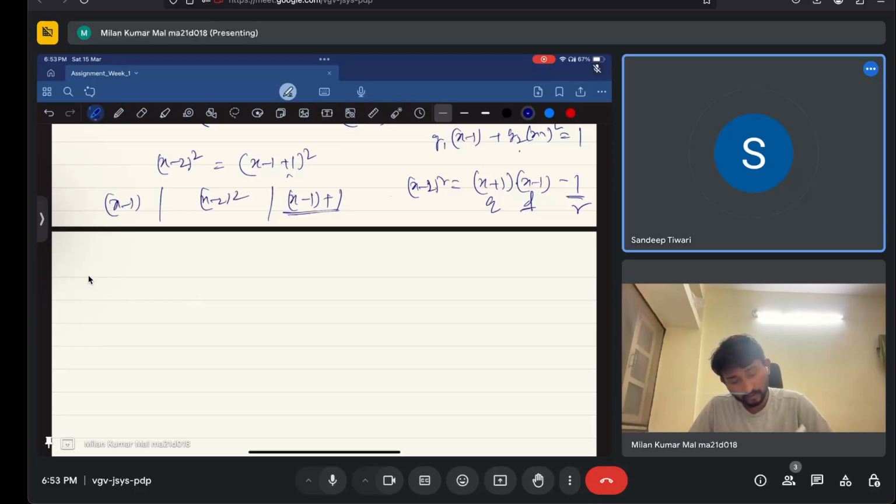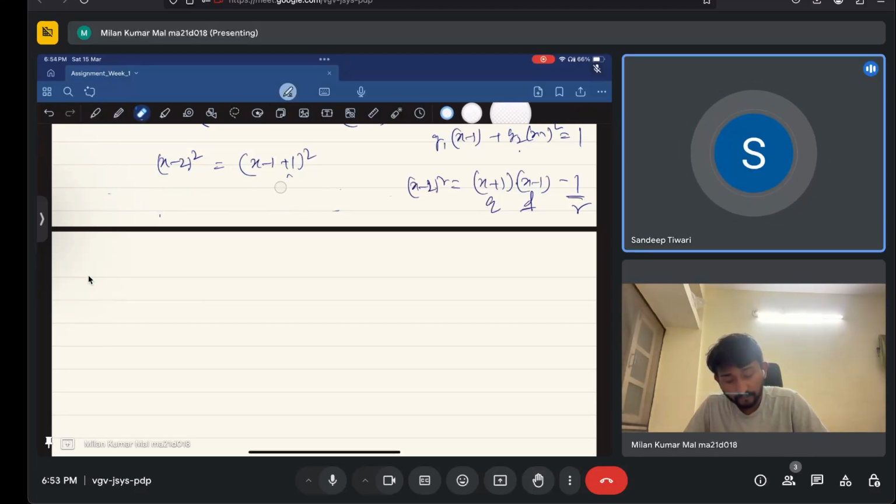No, this will not work here. This process will not work. You are getting only x square minus 1 minus 2. Oh, right. So I have made some mistake first. Expand x minus 2 whole square as x square minus 4x plus 4. That's true.